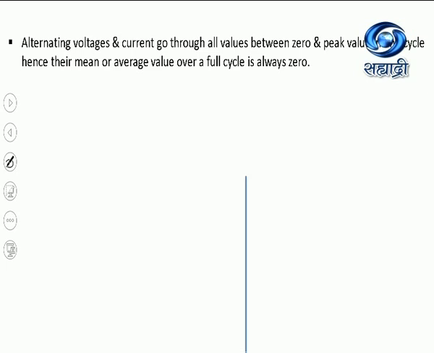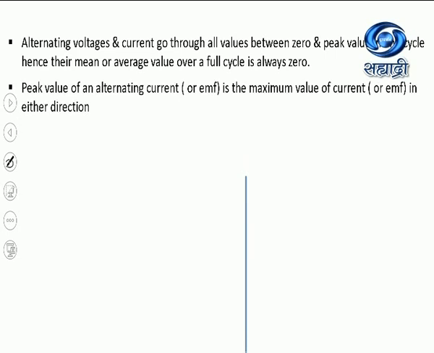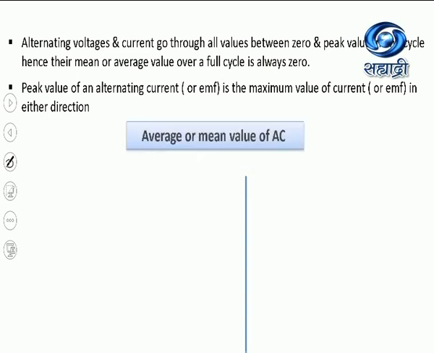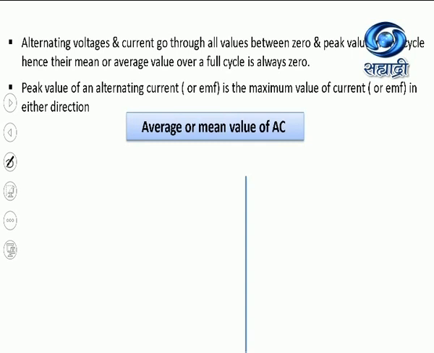Alternating voltages and currents go through all values between 0 and peak value in one cycle, hence their mean or average value over a full cycle is always 0. So we have seen in the earlier graph which clarifies the things. Peak value of an alternating current or EMF is the maximum value of current or EMF in either direction. And that's why if you find the average value over a complete cycle, it will always be 0.